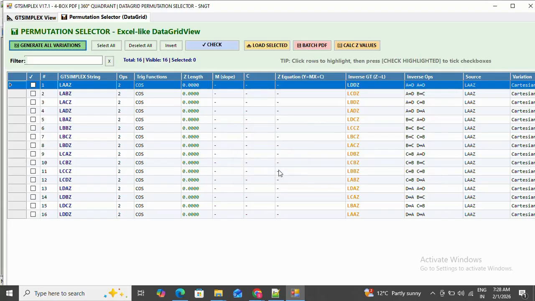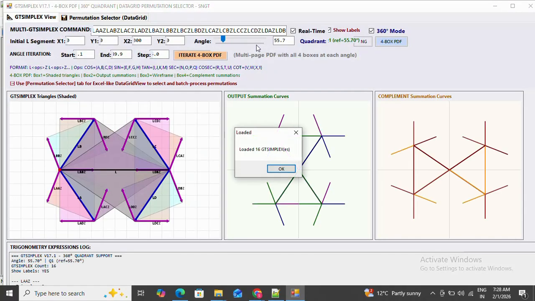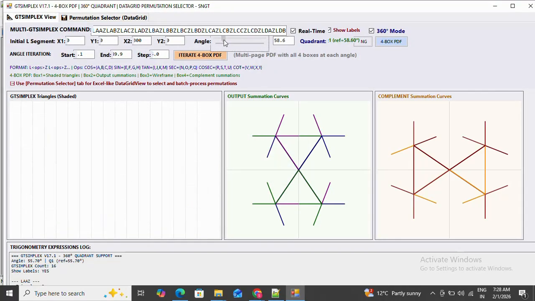Those are LAAZ, LABZ, LACZ, LADZ. Similarly, LBAZ, LBBZ, LBCZ, LBDZ, LCAZ, LCBZ, LCCZ, LCDZ, LDAZ, LDBZ, LDCZ, LDDZ. When we select all and load all, we will see the choreography of the cos square theta, and those are the bunch of line segments.